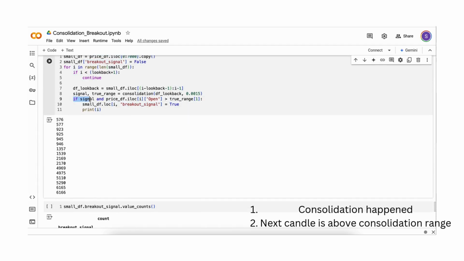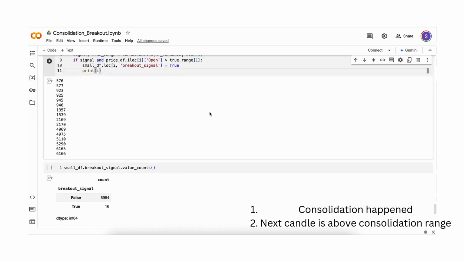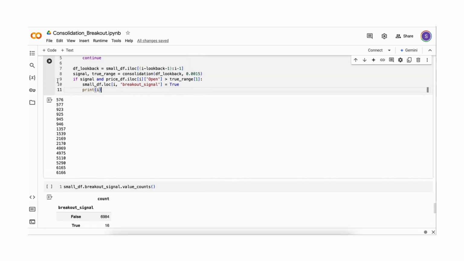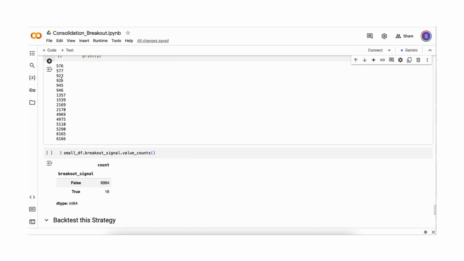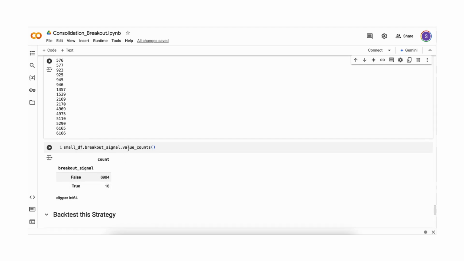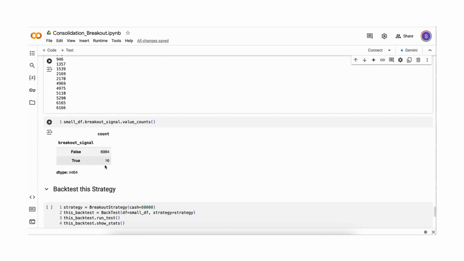We are saying that if the consolidation signal is true and the open of the next candle is above the breakout, the maximum value of the range within which it was trading, we put the breakout signal as true. And then we look at how many times it was true. In about 7,000 data points, it's barely true, maybe 15 times, 16 actually. We counted how many times the breakout signal is true. It was false 6,984 times, and it was true only 16 times.